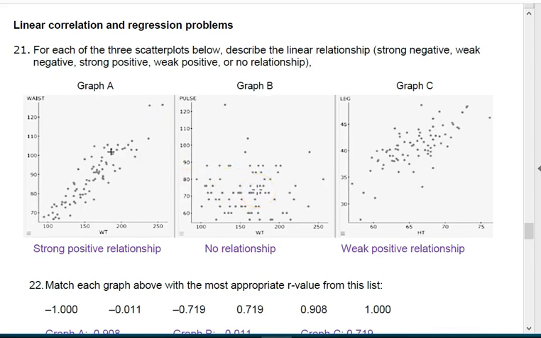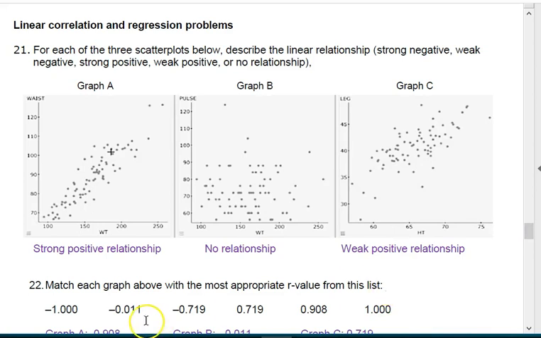If we look at graph B, the points are just spread out. There's no real pattern to them. So here we would say there's no relationship. For graph C, again, in general, these points are going up as we go from left to right, but really they're pretty spread out. There isn't much of a linear pattern there. So we would say it's a weak positive relationship. It's still positive because it's going up from left to right, but the points are so spread out we would say it's a weak relationship.